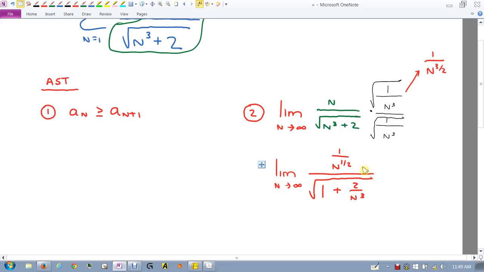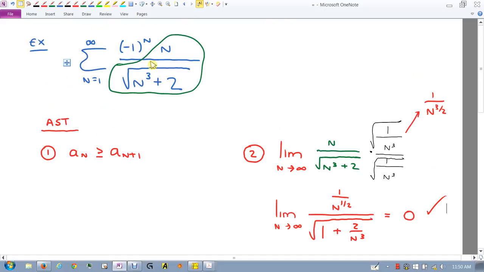What is this limit? 0. Is that good or bad? That's good. For the alternating series test, that's what we needed, right? This guy goes to 0. This guy goes to 0. 0 over 1. 0 over 1 is 0. So we're good. This part is the part that's going to suck.